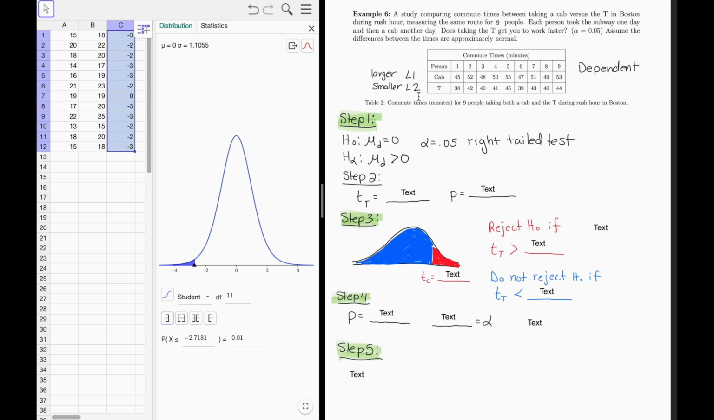So when I take the first group minus the second group, a larger number minus a smaller number should give us a positive value. So when I set up my null and alternative hypothesis, my null hypothesis is always the same for matched pairs. We have mu d is equal to 0, meaning there is no difference. And then the alternative hypothesis is mu d is greater than 0, because when we take the first list minus the second list, we're expecting the first list to be larger and the second list to be smaller. So when we subtract them, we get a positive number. We're using an alpha level of 0.05, which means this is going to be a right-tailed test.